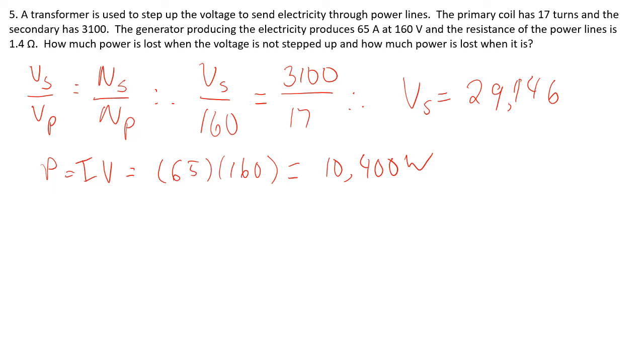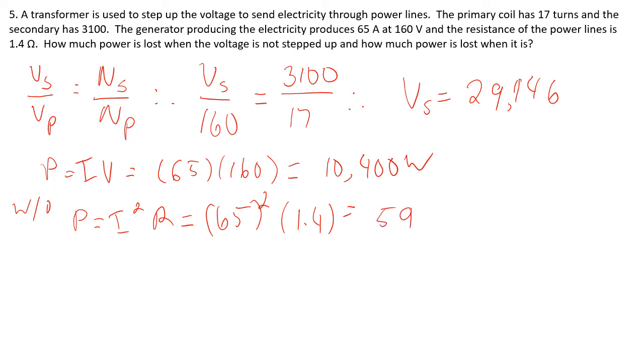Now, if we want to figure out the power lost, we have to use P equals I squared R to figure out the loss in power. So without stepping it up, it's going to be P equals I squared times R. So 65 squared times the resistance of 1.4 equals 5915. So over half of the power generated is being lost if you do not step up the voltage.